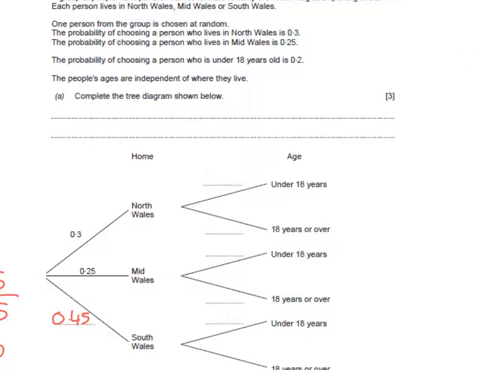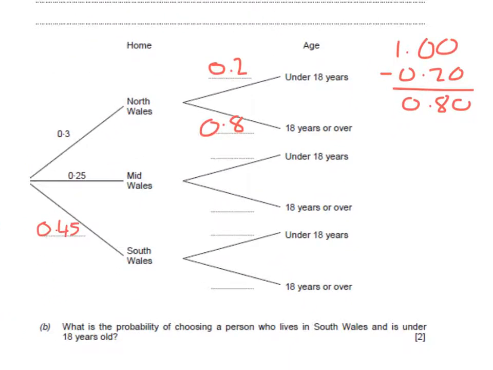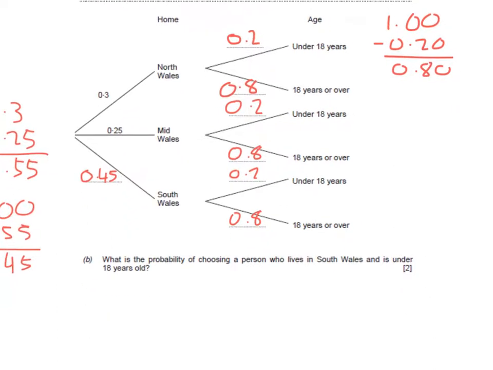Now we also know that the probability a person is under 18 is 0.2. So in order to find out the probability that they're over 18, do 1.00, take away 0.2, giving us 0.8. So the probability that the person is over 18 is 0.8. Now as these are independent events, where they live has no bearing on their age. So we've got 0.2, 0.8, 0.2, and 0.8. And that's how you complete the probability tree.